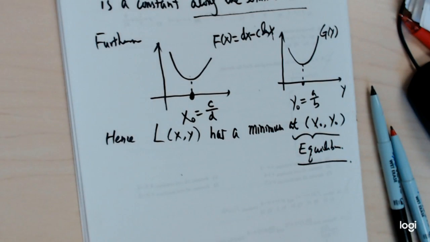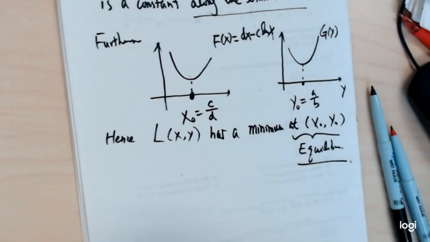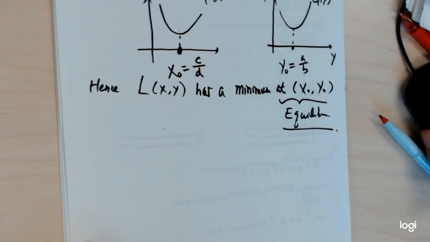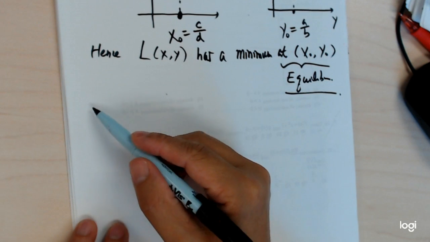So what do we get out of this? And that's something we would like to clarify. What do we get out of this? So we would like to present this as a simple theorem.